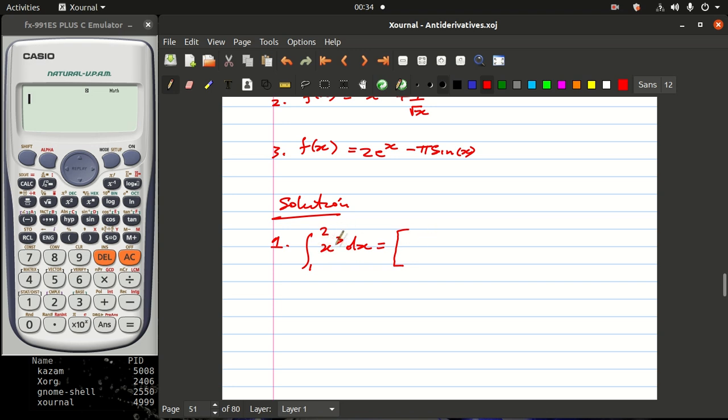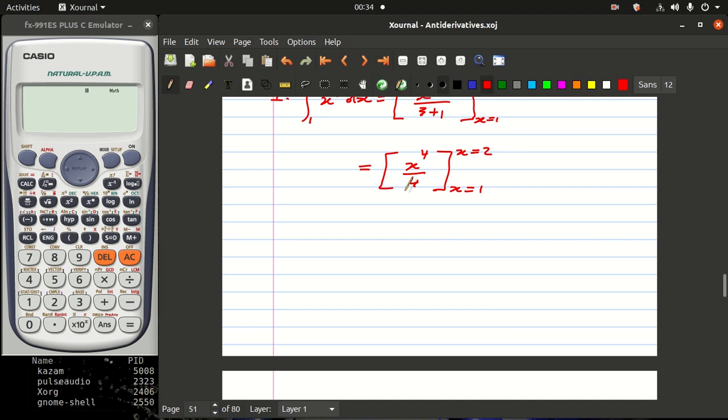The particular antiderivative of a power function is always going to be x. I keep the exponent, I add a 1, and then I divide by 3 plus 1, and then of course I place x equal to 1 here and x equal to 2 there. Then I have x raised to 4 divided by 4, evaluated from x equal to 1 to x equal to 2. The next thing I want to do is evaluate here.